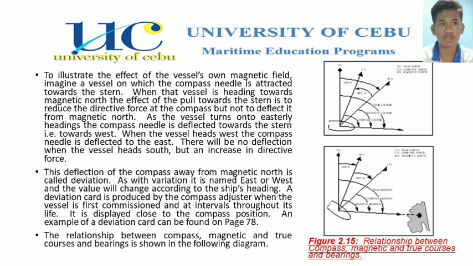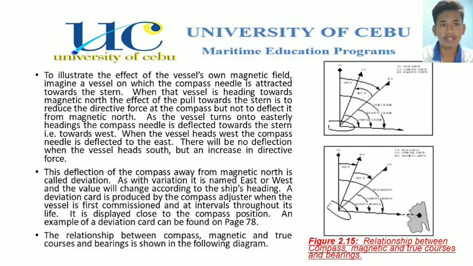As the vessel turns onto an easterly heading, the compass needle is deflected towards the stern, i.e. towards east. When the vessel heads west, the compass needle is deflected to the east. There will be no deflection when the vessel heads south, but an increase in directive force. Next, this deflection of the compass away from the magnetic north is called deviation. As with variation, it is named east or west, and the value will change according to the ship's heading.